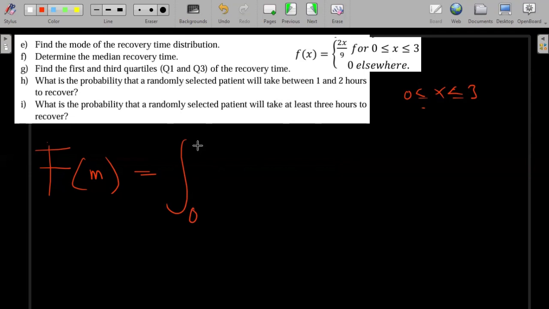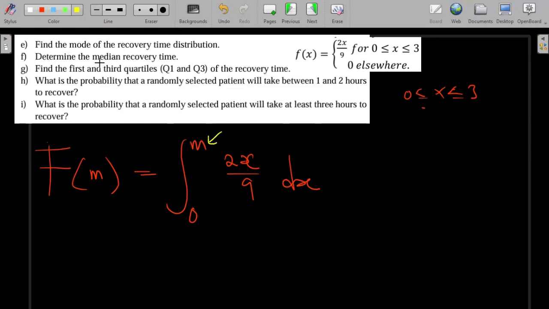And then the upper limit here is not given as a number, so I'll just say 0 to M, because I want to find M, which is my median. So you don't put 3 there. When you're finding the CDF, you put a variable there, like M, T, whatever variable you want. And then I put my f of x, which is 2x over 9, then dx.